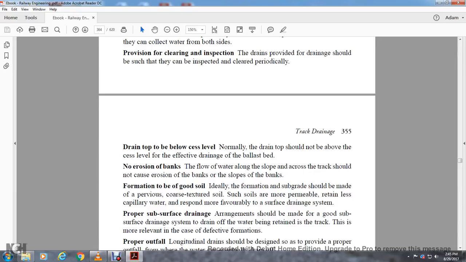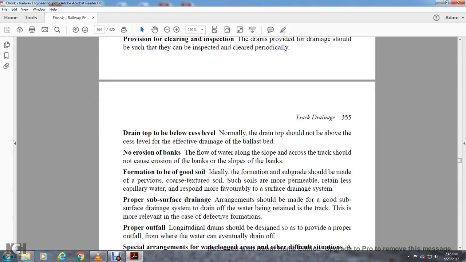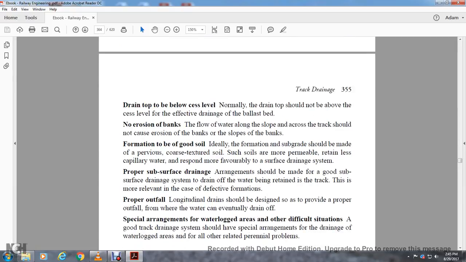Formation soil should be good, and the formation subgrade should be made of pervious, coarse-textured soil. Such soils are permeable, retain less capillary water, and respond favorably to the subsurface drainage system. Proper surface drainage arrangements should be made, with a good surface drainage system to drain off the water that would otherwise be retained in the track. This is most relevant for defective formations.